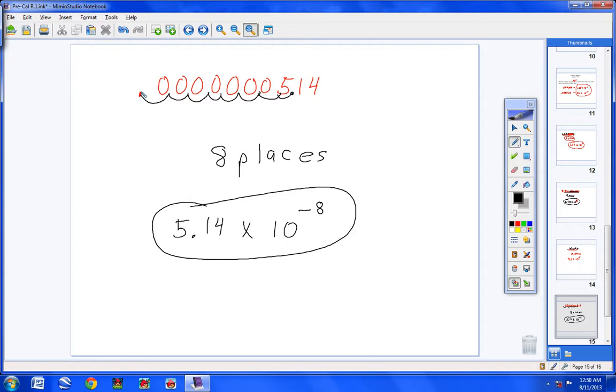Okay? Because it was a real small number and the decimal was way over here to the left, so it's going to be a negative 8 for the exponent. Alright, so what we have done is we have taken numbers and we've written them in scientific notation.